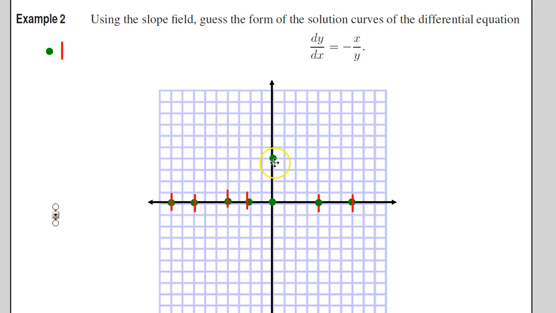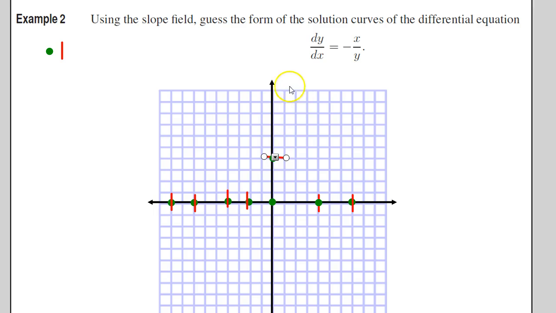All right, over here we have 0, 4. So when we put this into our slope formula, differential equation, we have negative 0 divided by 4, which means the slope of the tangent line is 0. So it's a horizontal line. So we're going to move that right over here, and it would look like this.